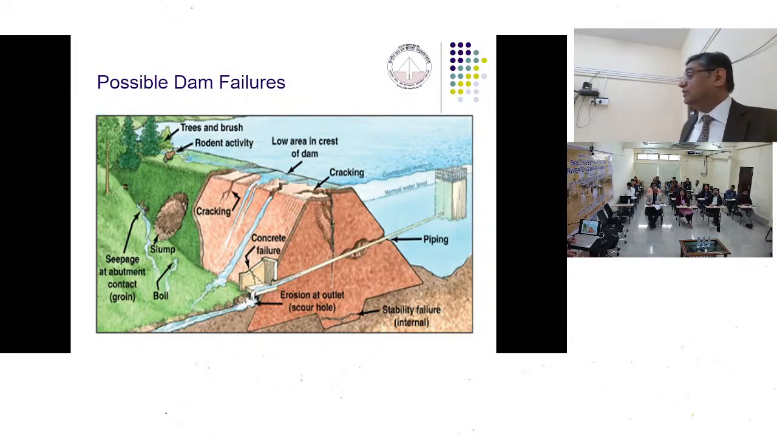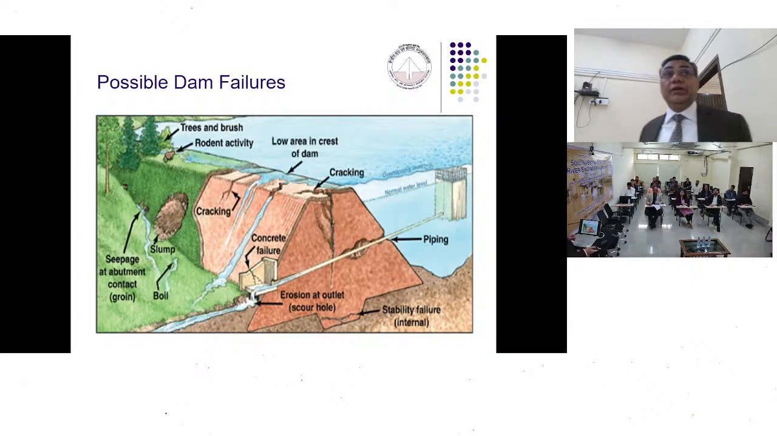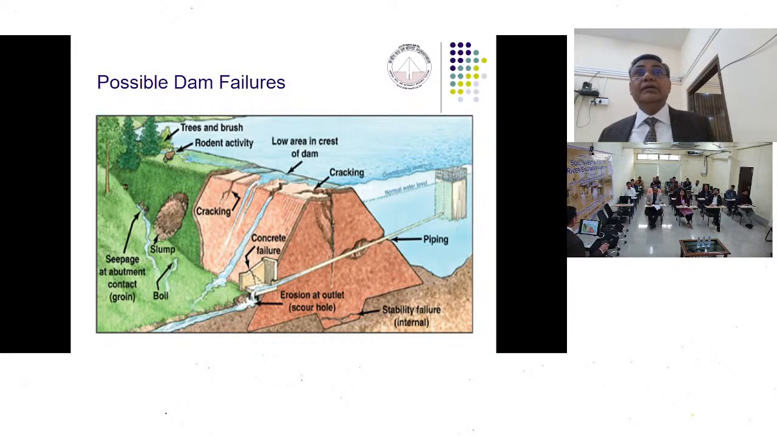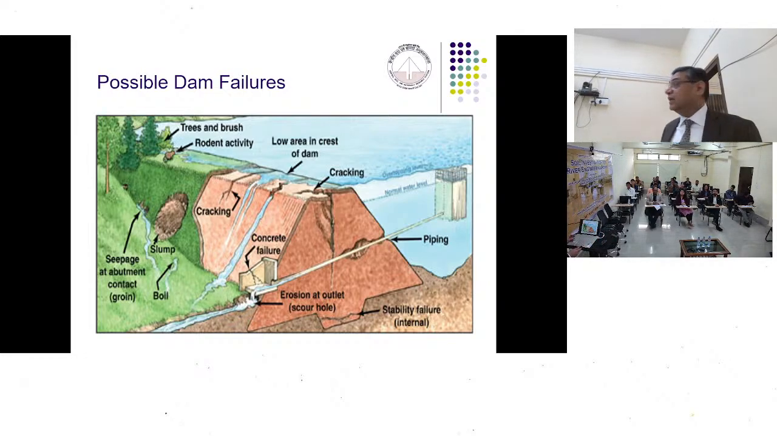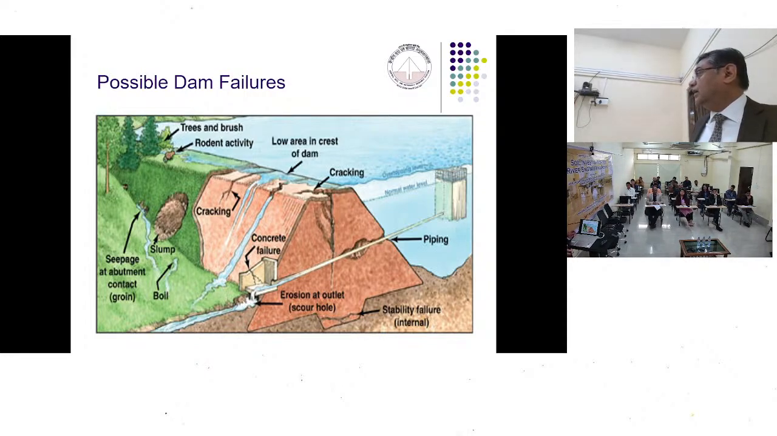Then at times there can be rodent activity also. You may feel a bit funny about it, but yes, there have been cases wherein rodents, and series of rodents, have been able to create paths all across the earthen dams, thereby leading to a slight piping sort of thing and a lot of erosion. We can have seepages at the abutment contacts. We can have some slumping failures.